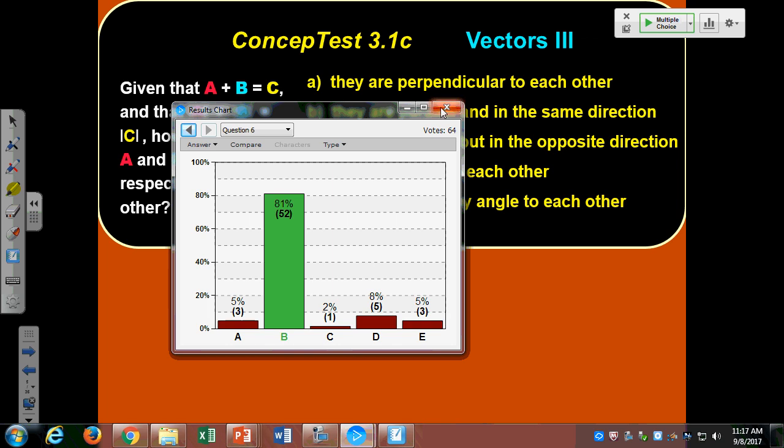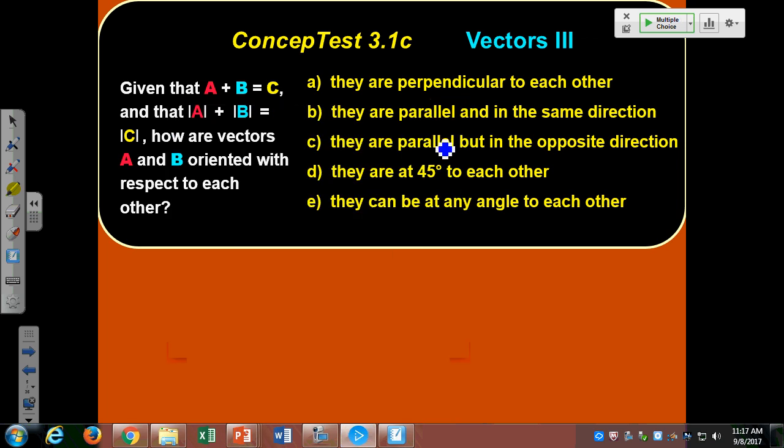Look at that, B is right. Because in order for both of these things to be true, we have to have it such that A plus B equals C. That's the vector A, the vector B, equal to the vector C, using tail to tip. But then also their magnitudes add up: let's say this is 2 meters, this is 2 meters, so this would be 4 meters. So they have to be oriented in that way in order for that to be true.